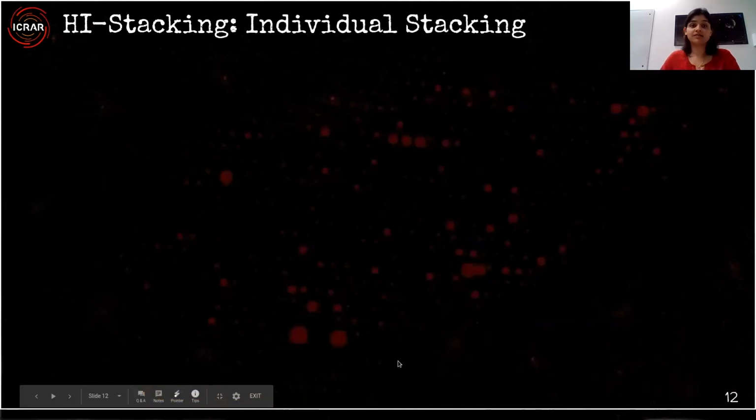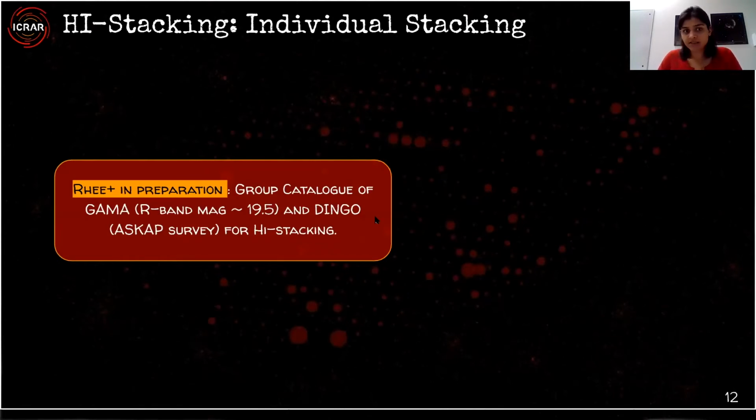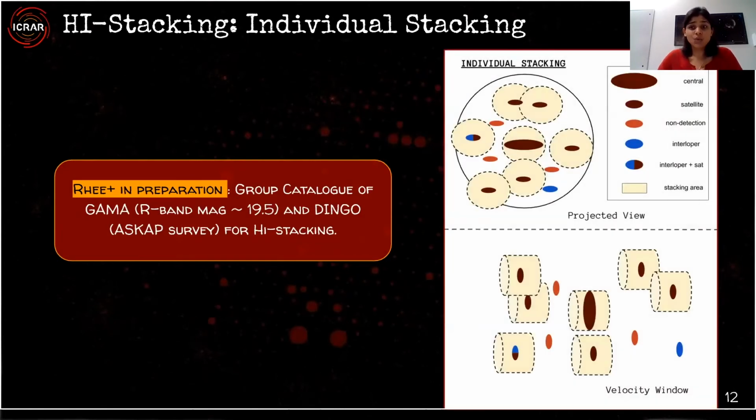The second stacking technique that we look at is what I call individual stacking. This is used by Rhee in their upcoming paper, in which they use a group catalog from GAMA, which goes to an r-band magnitude of 19.5, and they use DINGO for their HI stacking observations. So what is the difference between group and individual stacking? Well, in individual stacking, they identify the galaxies that are associated to a certain group according to GAMA, and then they individually stack all of them together, and then find the mean, and then associate the mean HI to the halo mass of those galaxies.